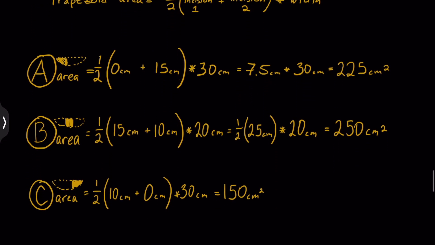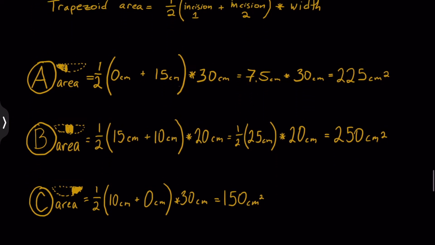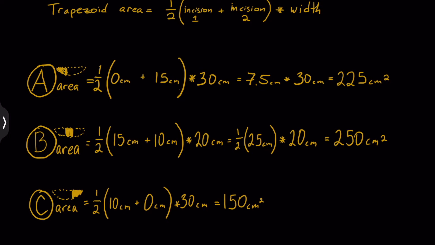Down below, we've got a computation for the area of each of these. The area of a trapezoid is 1/2 times the incision depth 1 and the incision depth 2 added together. So you're taking the average of the 2 incision depths, finding the midpoint between those 2 incision depths and calling that the average depth. And then you multiply that by the width that you measured for this particular trapezoid, and we're basically collapsing the measurements of this trapezoid down into a rectangle.